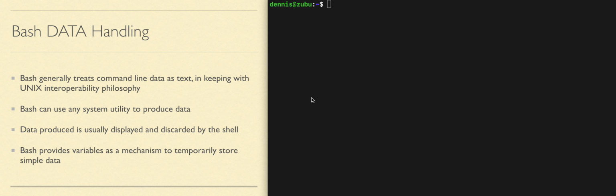Bash can run any program. It can produce any kind of data. It doesn't have to be text. Data produced is normally displayed and then discarded. It isn't kept around. If a command produces output you wish to save, bash provides variables as a convenient mechanism for temporary storage of simple data.